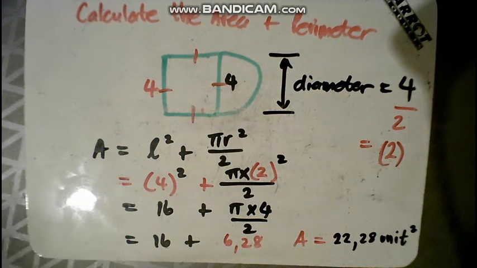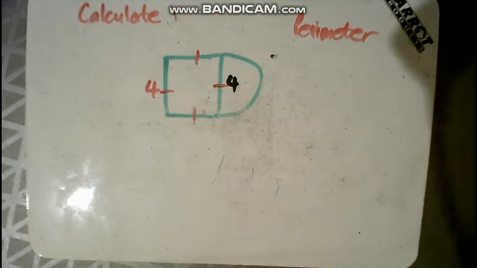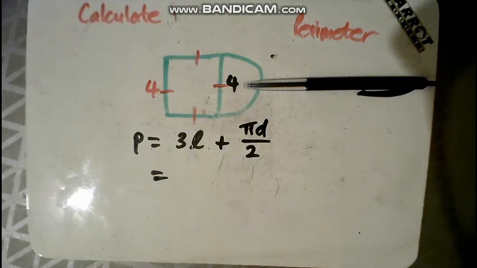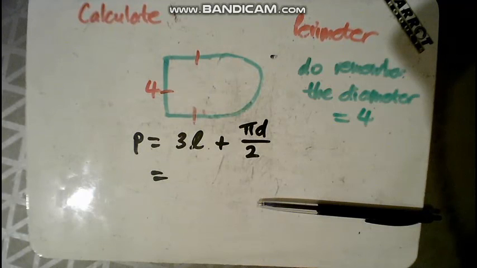Right, we're next going to go and work out the perimeter of the exact same shape. Don't forget that perimeter is the outside of the shape, which means that the line in the middle, we're going to take it out. Okay, so that one in the center has been removed because perimeter is the outside. Why did I write perimeter is equal to 3L and not 4L of the square? Because don't forget the one side is taken out. Okay, do remember that the diameter is still equal to 4.